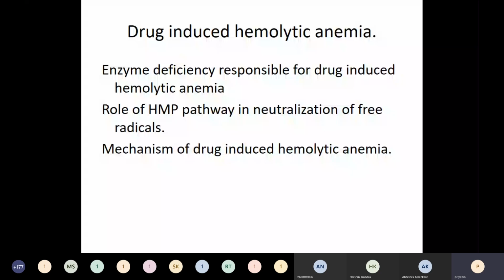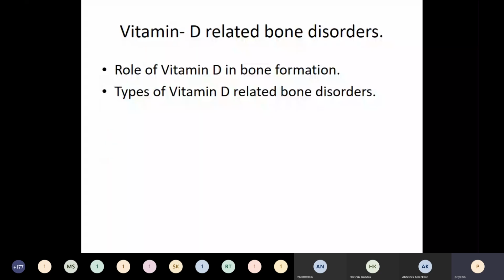So a few points like this, you have to find out as laboratory investigations in case of drug-induced hemolytic anemia. Okay, so note down that point. I have missed it here. Laboratory findings in case of drug-induced hemolytic anemia, you have to write. Otherwise, you will not get full marks if you don't write that part. Okay, next we'll go to vitamin D related bone disorders.